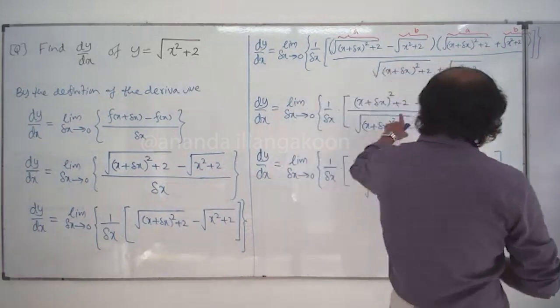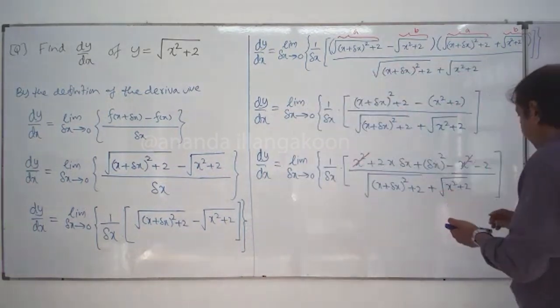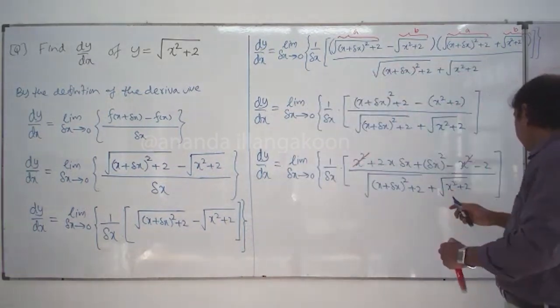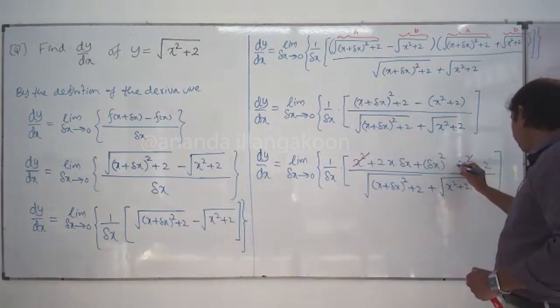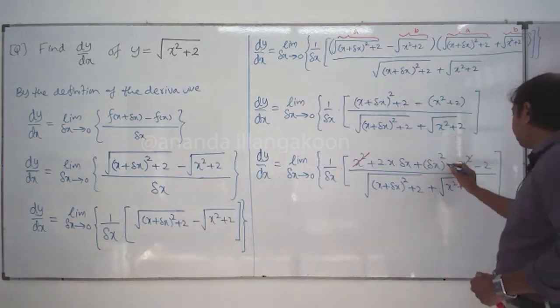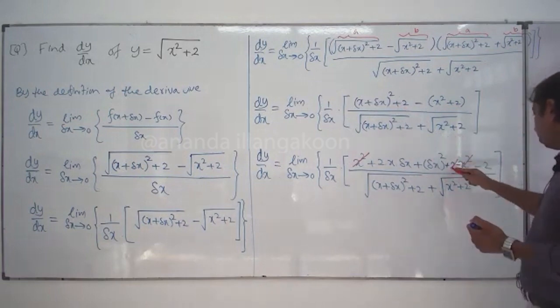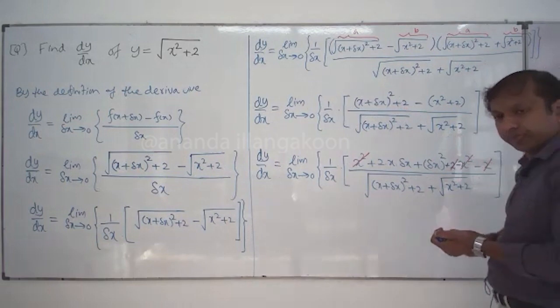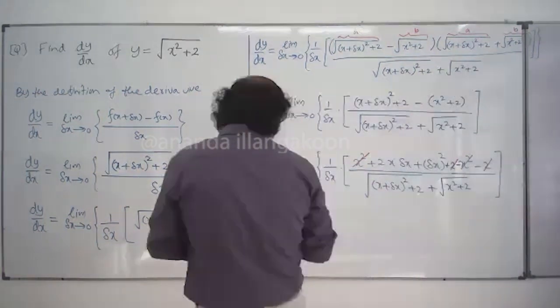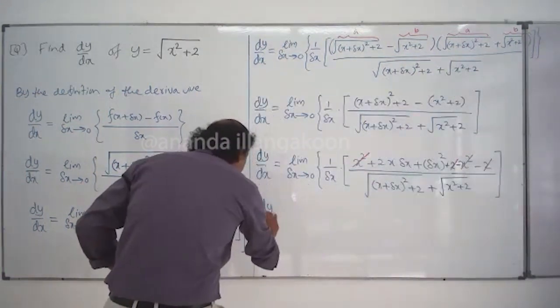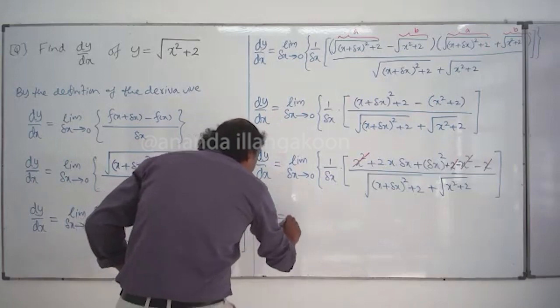Another one I made a mistake. This plus 2 I haven't written, people. Right, here we have to have a minus sign. This plus 2 we must have here. Then this 2 and this 2 also you can cancel down. Understood?